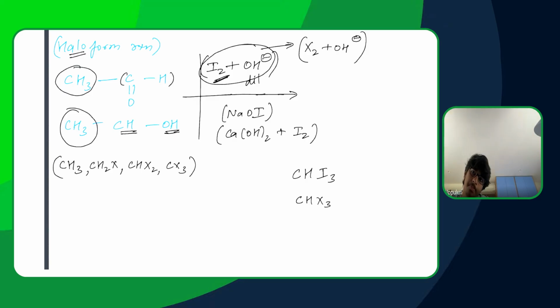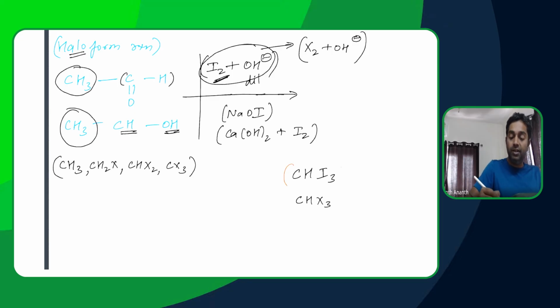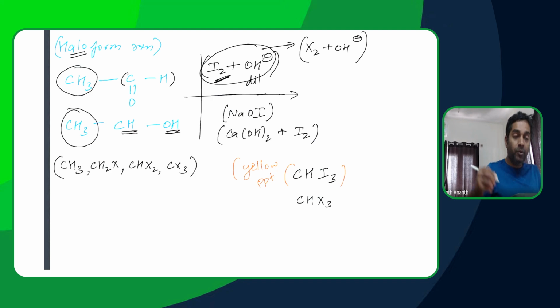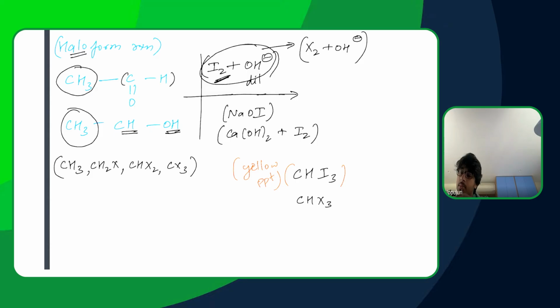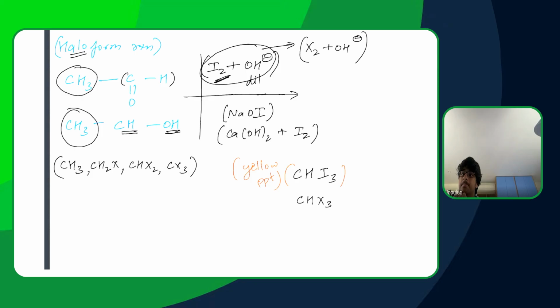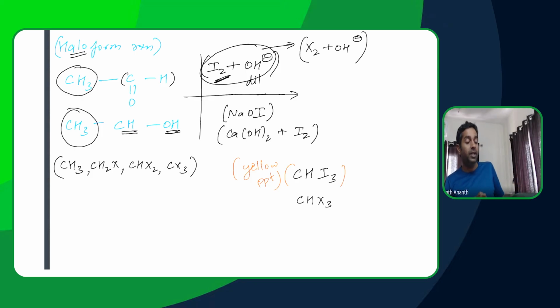Now, one or two key points about CHI3 here. This is obtained as a yellow color precipitate. So iodoform is a proper yellow color precipitate. CHX3 is not necessarily a precipitate. Iodoform is a precipitate; chloroform and the like are not precipitates. Okay, so this is going to be the reaction here.